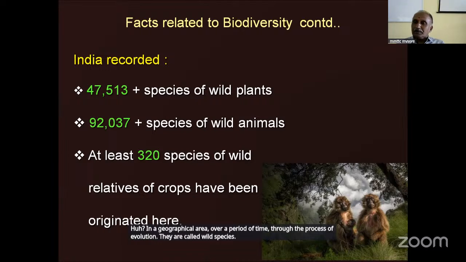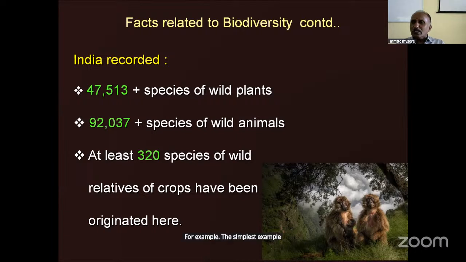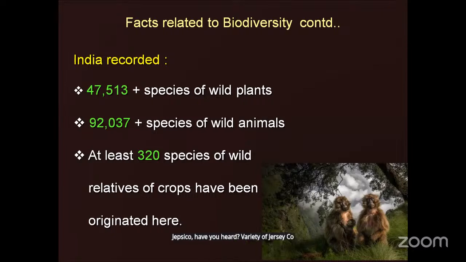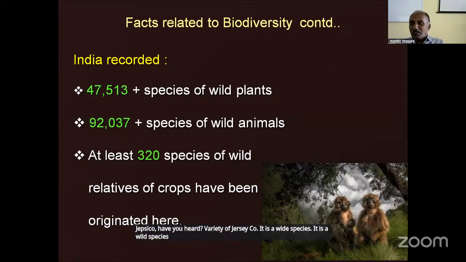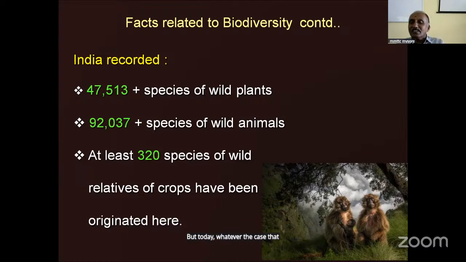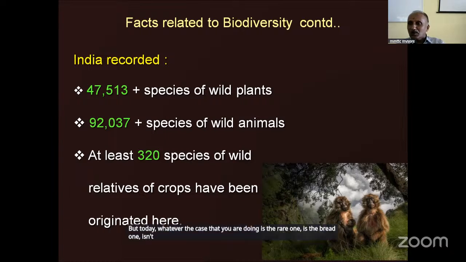For example, just the simplest example, Jersey cow, you might have heard, isn't it? Have you heard of the Jersey cow variety? Yes, sir. It is a wild species which used to give 5 to 8 liters or more of milk. But today, the cows that you are rearing are the bred ones, through breeding programs. So they are all domesticated ones.